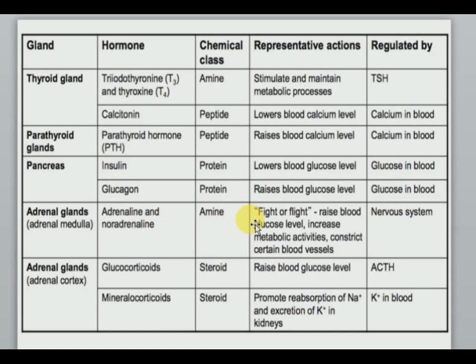And we have the mineralocorticoids, which promote the absorption of sodium and potassium ion in the kidney. It helps increase the absorption of sodium and increases the elimination of potassium from the body.